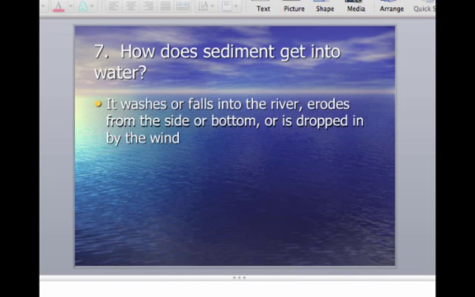So sediment gets into the water. Usually this is common sense type things. If you ask yourself, how would dirt get in water? It can wash or fall into the river. It can erode from the sides or bottom, or it can be dropped by wind. There could be other reasons, actions of animals, people pushing it in with bulldozers.